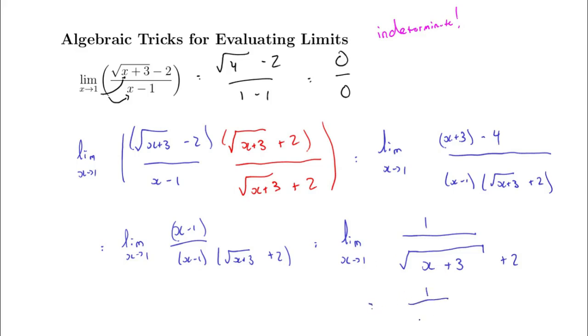We've got 1 over the square root of 4 plus 2. This is 1 over 4. So our limit is a quarter here.